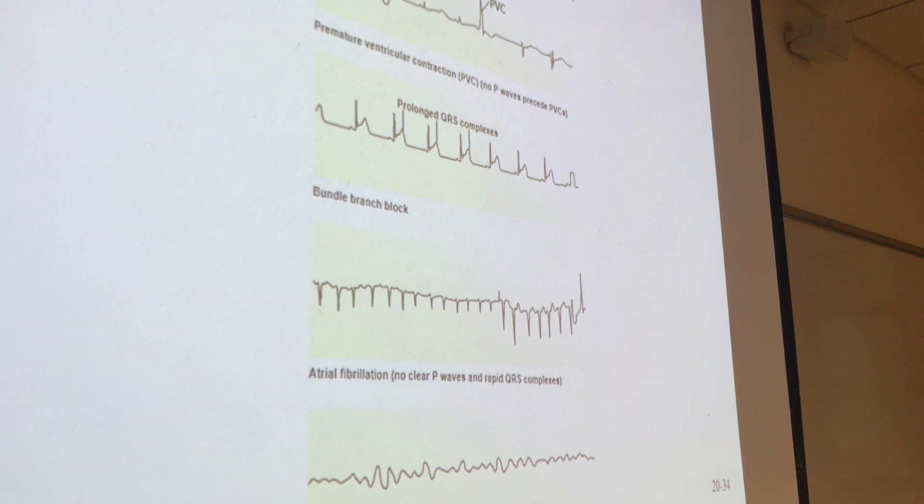But when your heart rate is at 150, there's no time to passively fill blood from the atria to the ventricles. You're contracting 2.5 times a second. And we'll talk about that in just a second, in a little bit more detail.